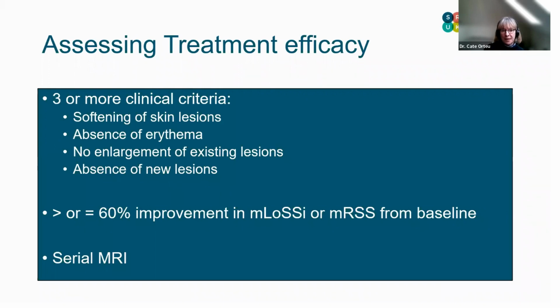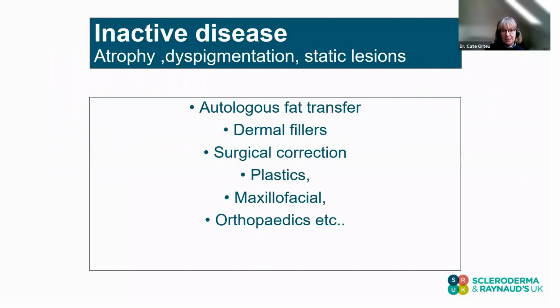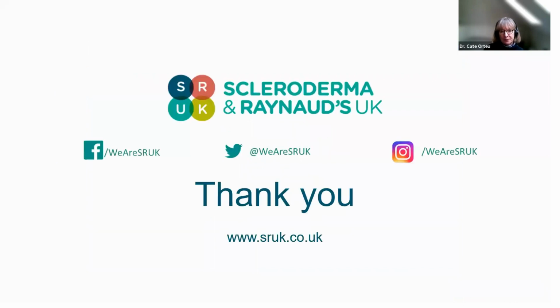How do we assess treatment efficacy? Serial MRI is useful, and those are the clinical, and we use the LoSCAT score that I was showing you to assess that. And then in an inactive disease, there are various things that can be done. So fat transfer is really helpful, particularly for head and neck disease. If you have a forehead with a groove, fat transfer can be really useful. And then we involve lots of other subspecialties, as you can see there, to help. Right, so a rather rapid flick through the last bit, but I hope that was helpful, and I'm here to answer questions.